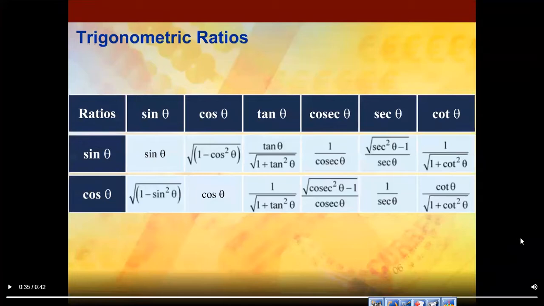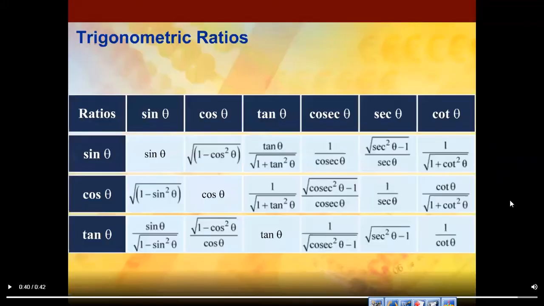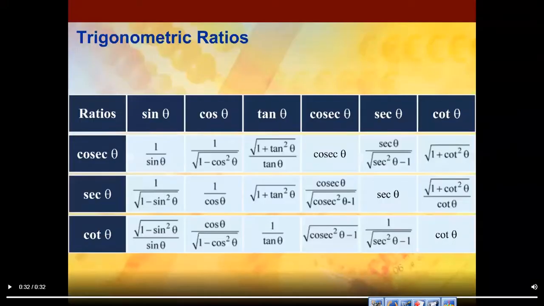Similarly, cos theta can be expressed in terms of other trigonometric ratios as shown on the screen. And here is how tan theta can be expressed. So here cosecant theta, secant theta, and cot theta can be expressed in other trigonometric ratios. So here is the table.